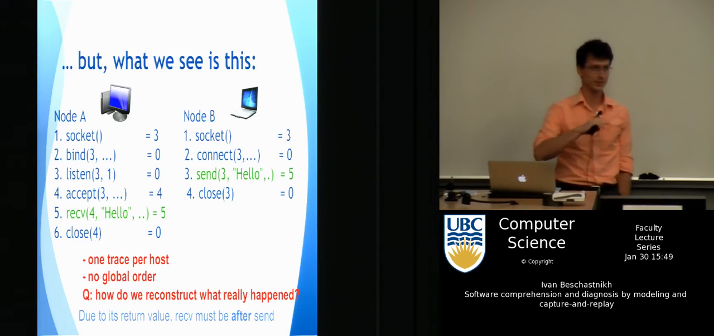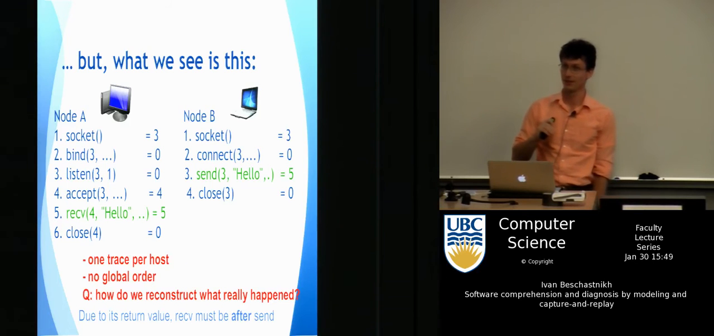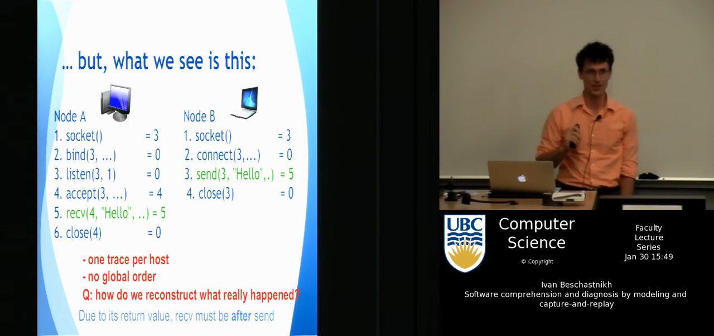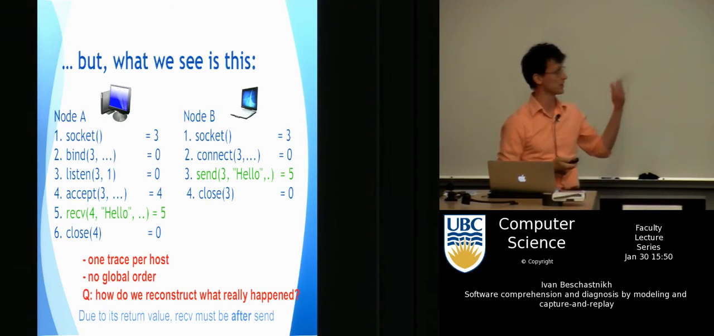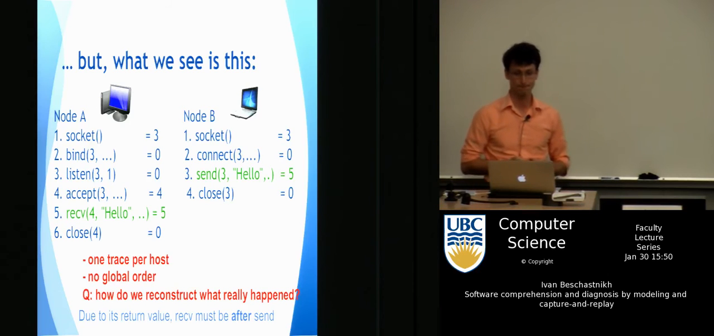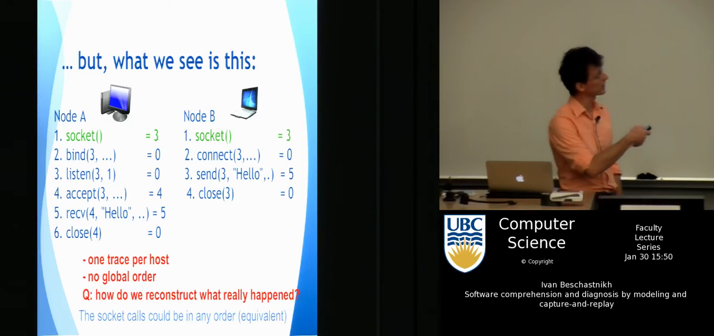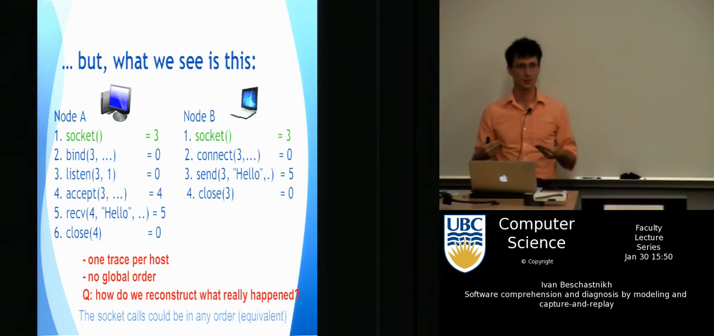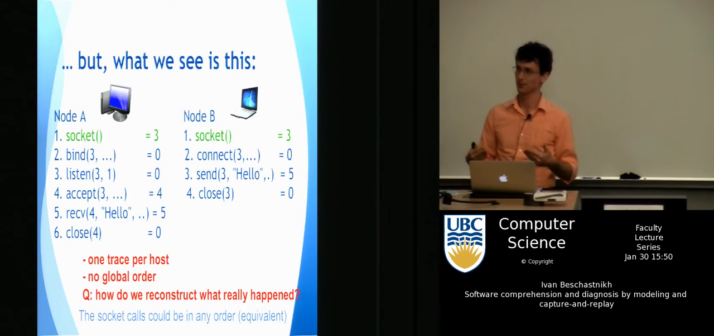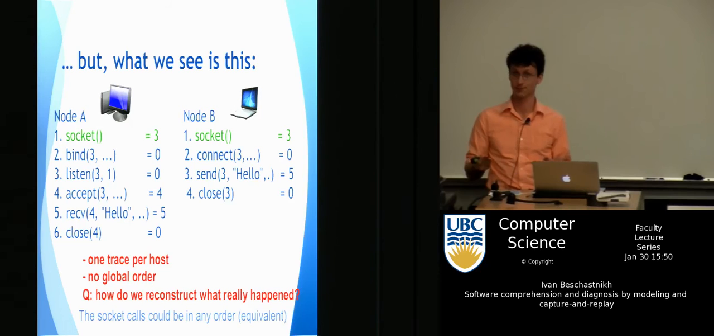So all of this is due to the semantics that are built into the POSIX API. Really, what we do in NetCheck is leverage the fact that the POSIX API constrains these traces in a number of ways to then reconstruct the global order. So just a note: for example, if you take the two socket calls at the very top, there are actually no constraints between those two calls. So you can execute them in any order. That is, they're concurrent as far as we are concerned.